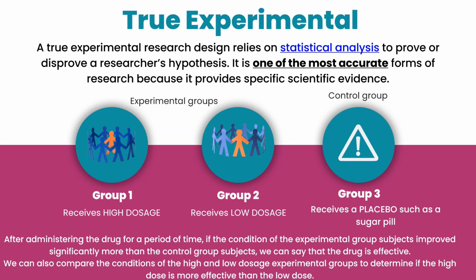Second, a variable that can be manipulated by the researcher. So this type of research design has to have a variable that can be manipulated. Like in this case, the variable being manipulated is the dosage. Okay, one gets high dose, one gets low dose, one gets placebo. So you can manipulate that variable.